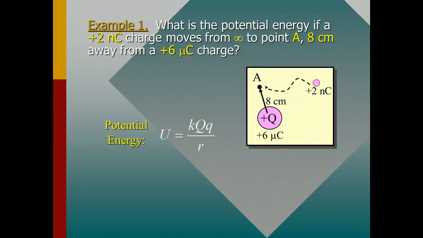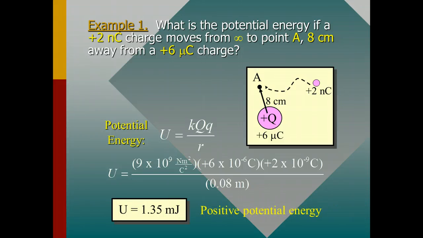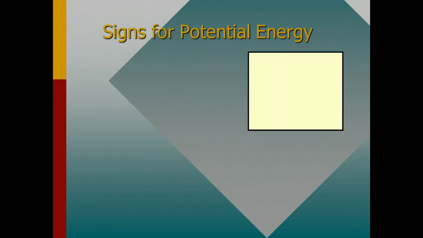And so we can take a look. Our potential energy is given by that equation there. If we plug in all of our values, our test charge is 2 nanocoulombs, our source charge is 6 microcoulombs. So the result is that our potential energy is 1.35 millijoules. Now, because they're both positive, that is important, so we're going to talk about that next. It's a positive potential energy of 1.35 millijoules.